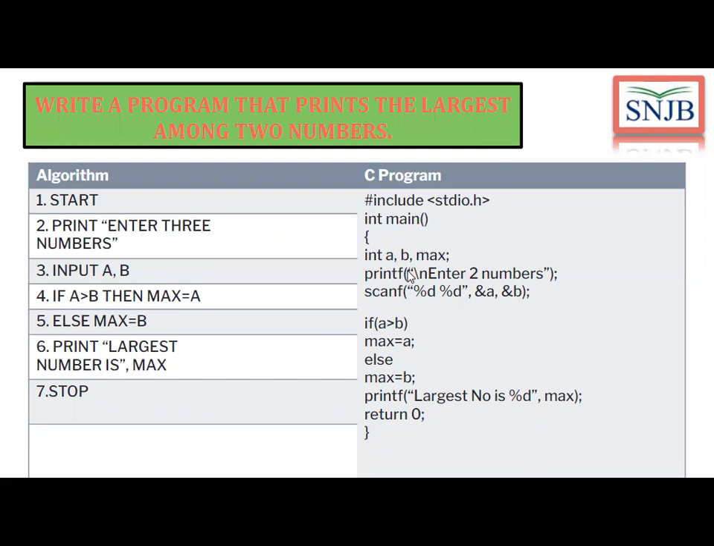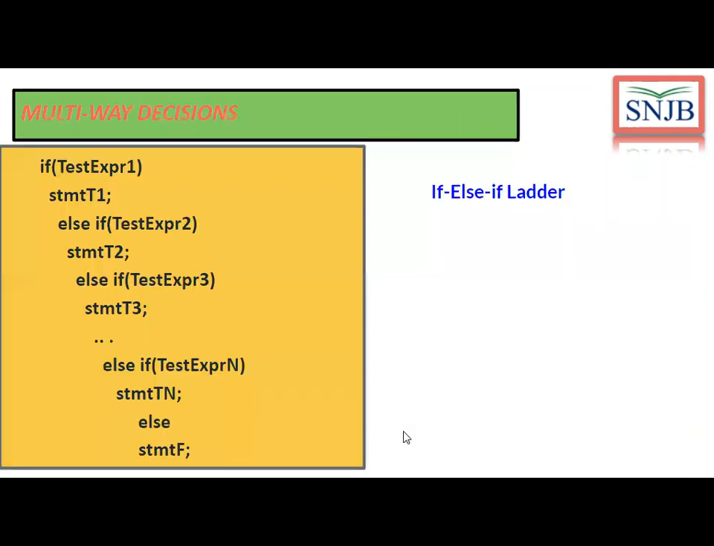So again, we have to include the header file, then int main, and scan the two numbers, that is A and B, which will be scanned by using scanf statement. Then if A is greater than B, then max will be A, else max will be B. Now, whatever the largest number is, that is given in the max variable. So that's why we will print here largest number is %d, max. Okay.